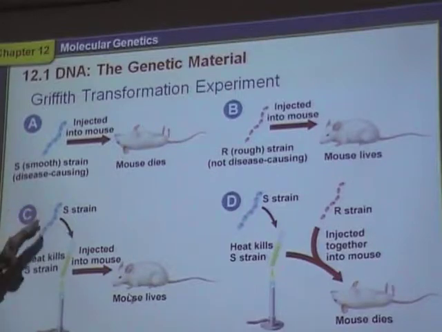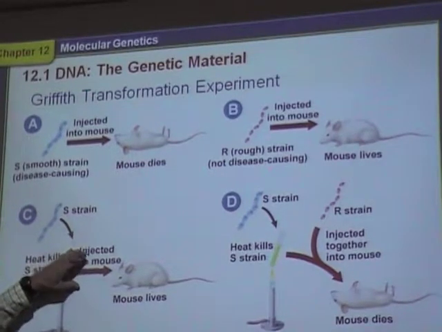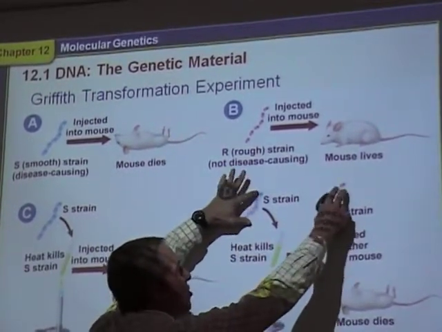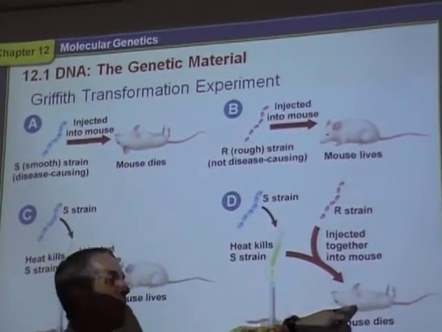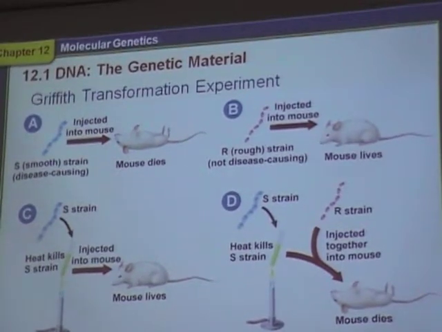But if we take heat-killed S strain bacteria and R strain bacteria, put them together in a test tube and inject them into the mouse, the mouse dies. Why? I'm going to get to that. Are you heating the R strain also? No. You're only heating the S strain. So this injected into a mouse doesn't kill them. This injected into a mouse doesn't kill them. But the two together into a mouse does kill them. So what in the world is happening?